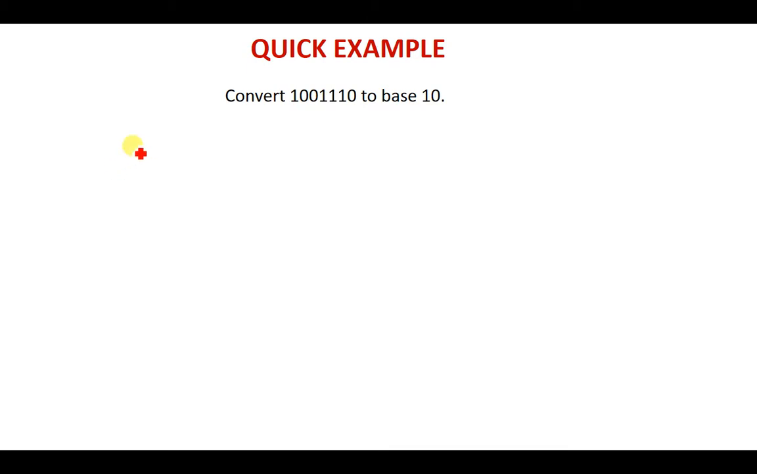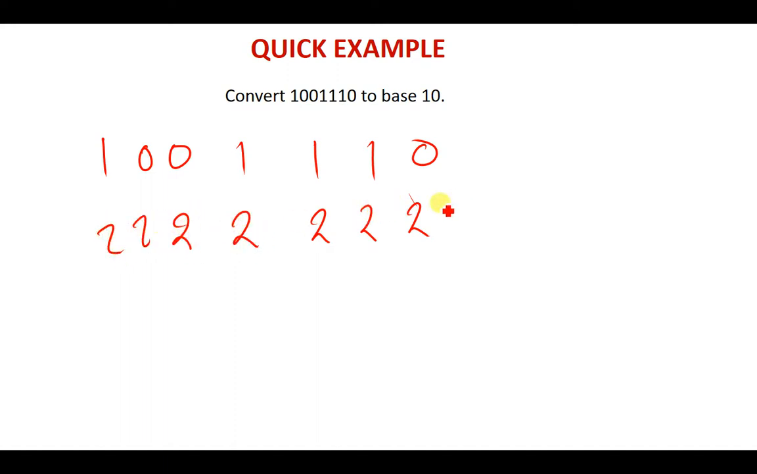So the question says convert 1001110 to base 10. What you just need to do when converting to base 10 is write your number: 1, 0, 0, 1, 1, 1, 0. Then write 2's under each number on top. From there you put numbers starting from 0 going up: 0, 1, 2, 3, 4, 5, 6.